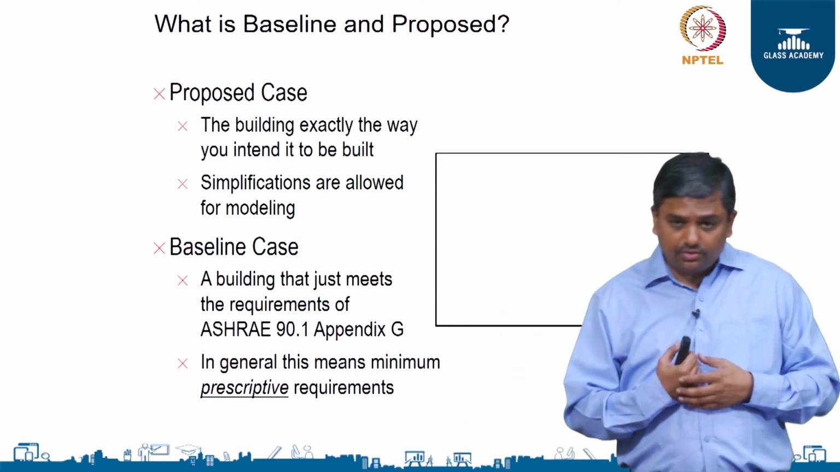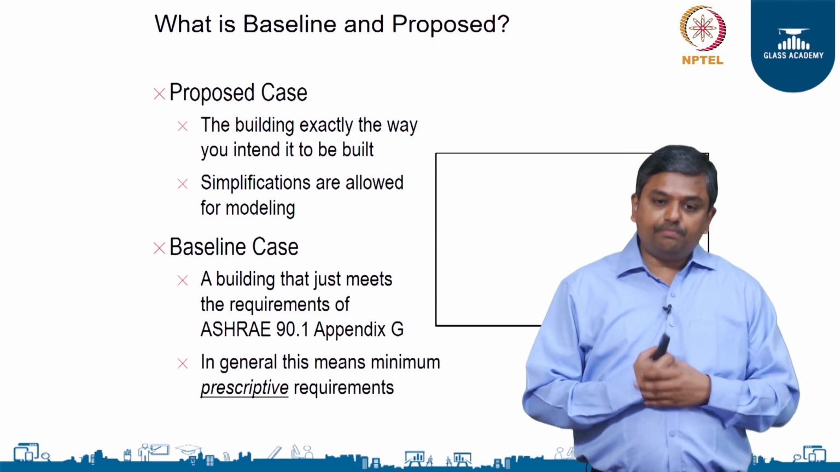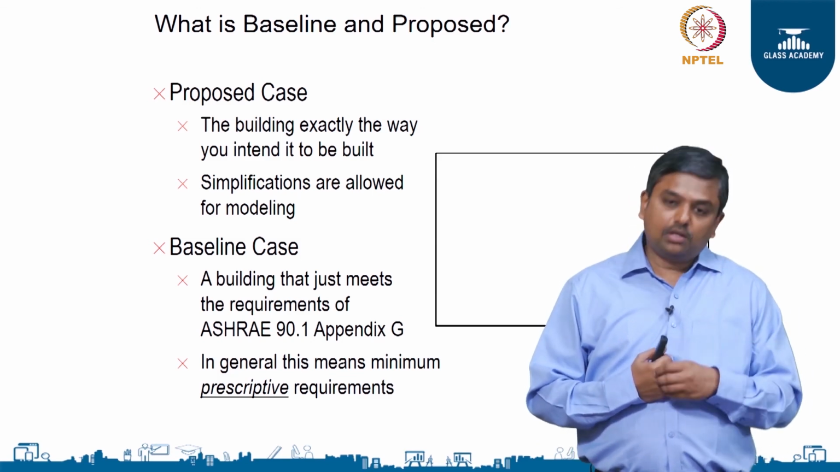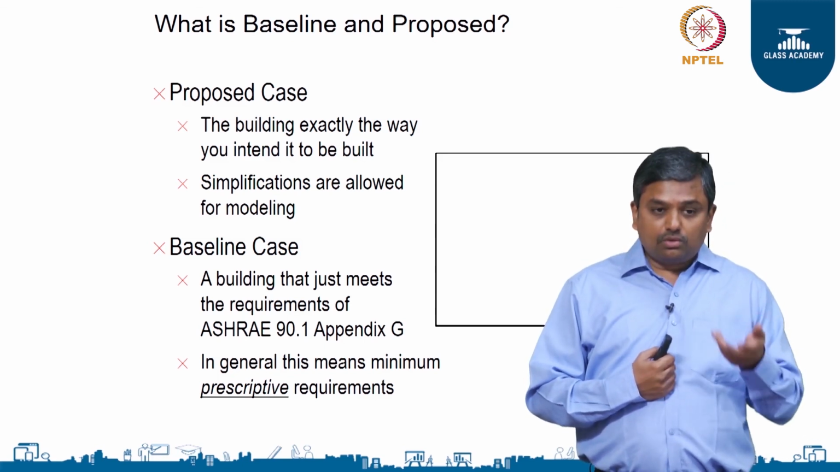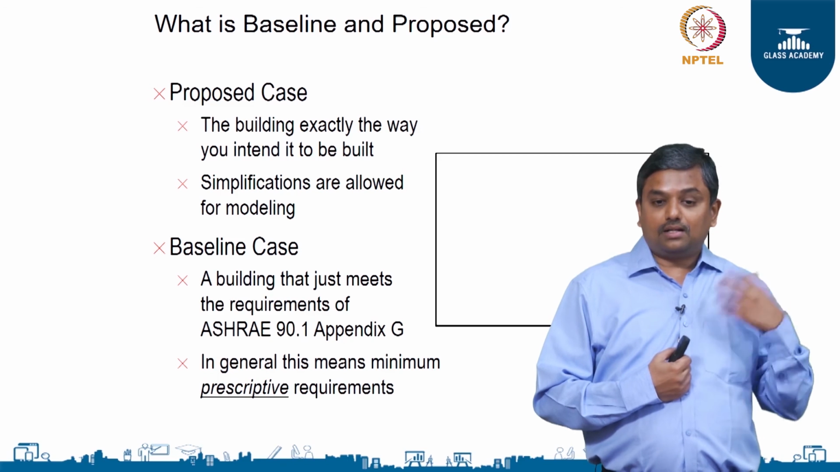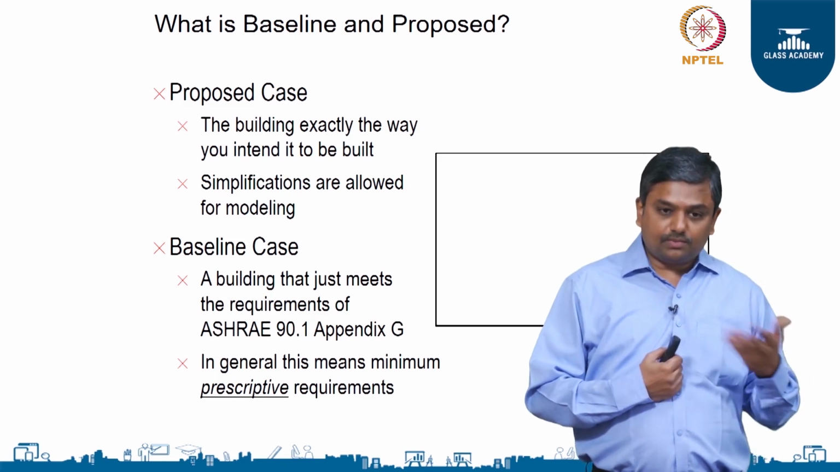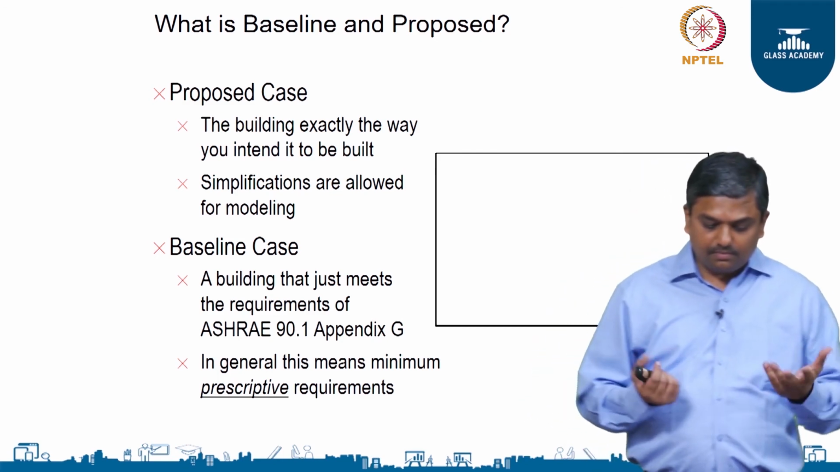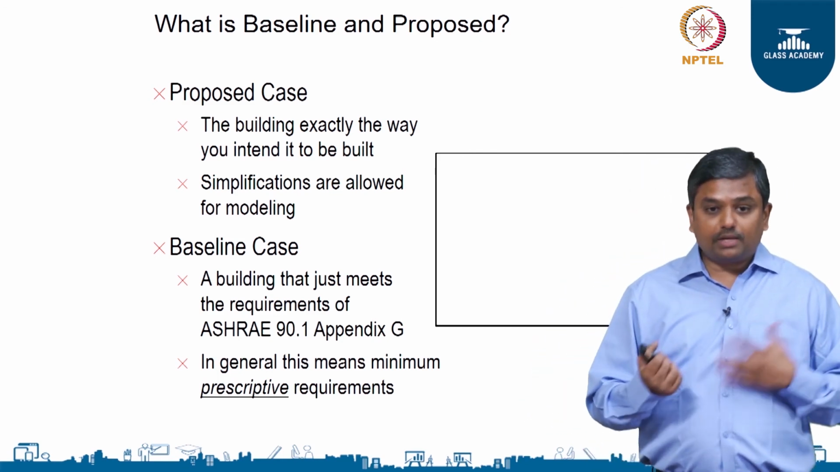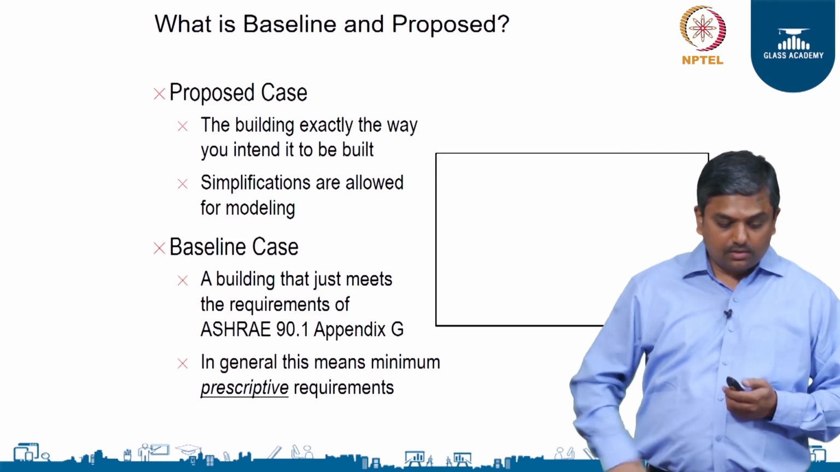Most of the building codes today would want you to meet at least the code minimum for you to get your approvals. In which case you will have to do a baseline model and then try to see how your performance is with respect to the baseline model. So, that gives you a way to check whether you are better than the code or worse than the code. So, that is important.